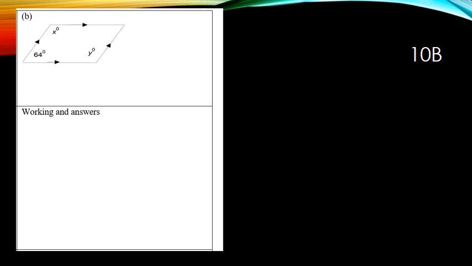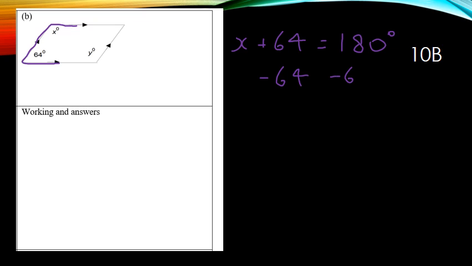Okay, so what we have here is a parallelogram. So we can see here that opposite sides are parallel. So if I just identify this C, or co-interior angle, we see that X plus 64 has to equal 180 degrees. Now I just solve this equation. So I minus 64 from both sides. And what I'm going to end up with is X equals 116 degrees.